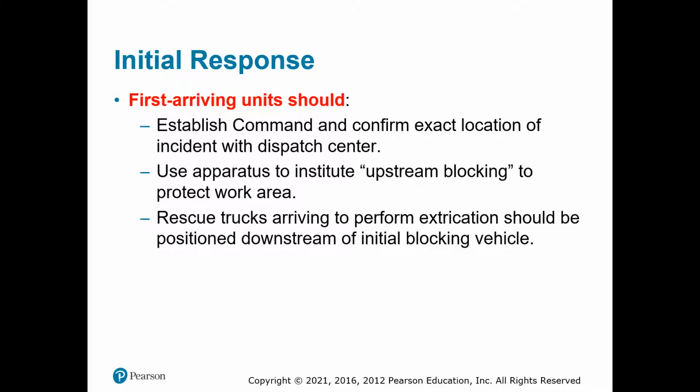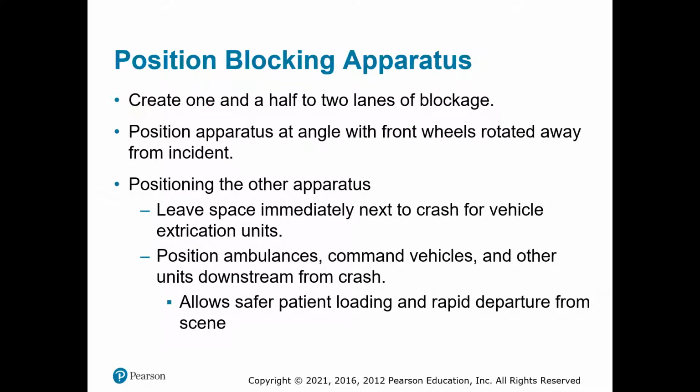So rescue trucks arriving to perform extrication should be downstream of the initial blocking vehicle. We want 1 to 1.5 to 2 lanes of blockage if we can on an accident. I know that the State Patrol and police are going to want to keep traffic flowing. However, we need to make sure that that's safe to do so. So when we position our ambulances or apparatuses, whatever you're in, we're going to position them at an angle with those wheels rotated away from the incident.